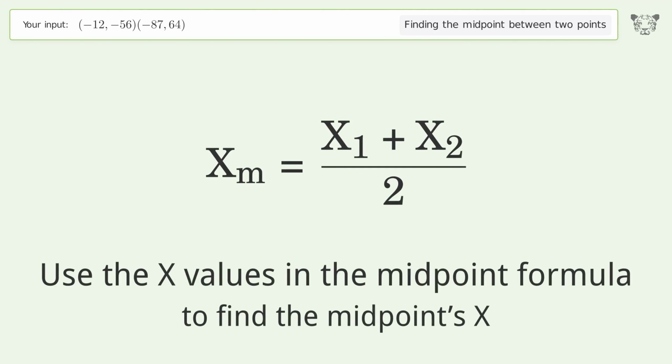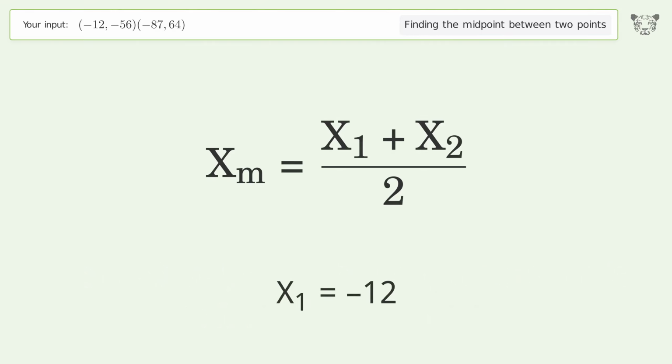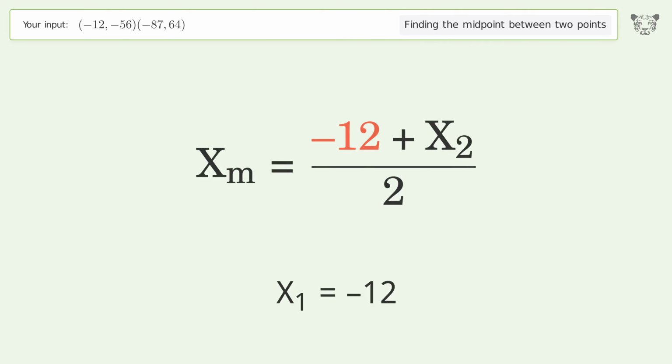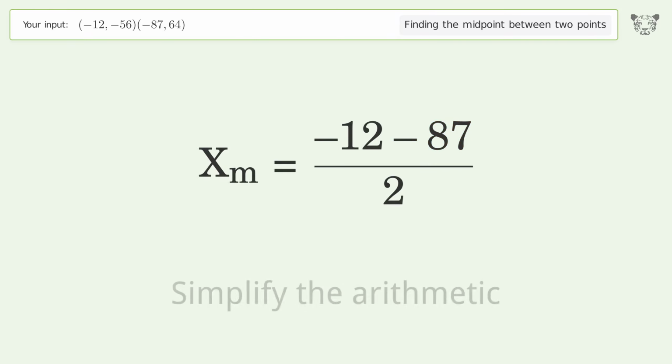Use the x values in the midpoint formula to find the midpoints x. x1 equals -12. x2 equals -87. Simplify the arithmetic.